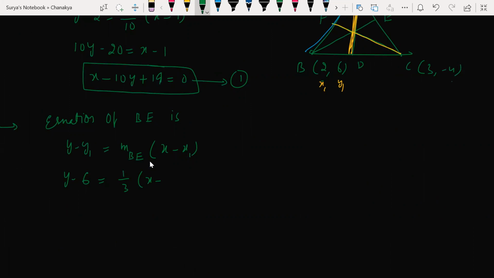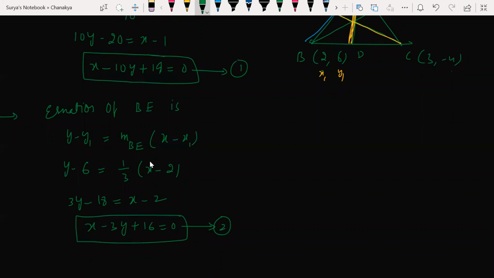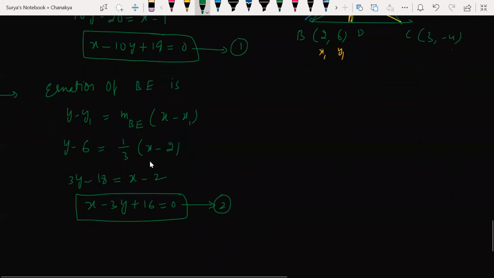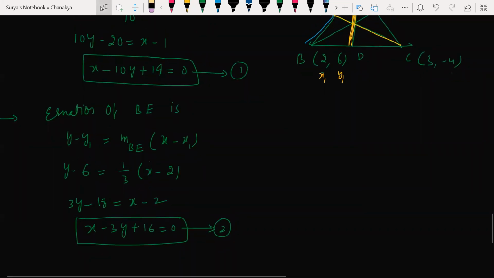So x minus x1 is what? 2. So 3y minus 18 is equal to x minus 2. So x minus 3y plus 16 is equal to 0. This is my second equation. Okay. And now we should find the CF or FP. Same formula we should apply. Now what I do is, need not do all that. Simply, we need to find out x and y values, right? That's it. Yes, sir.